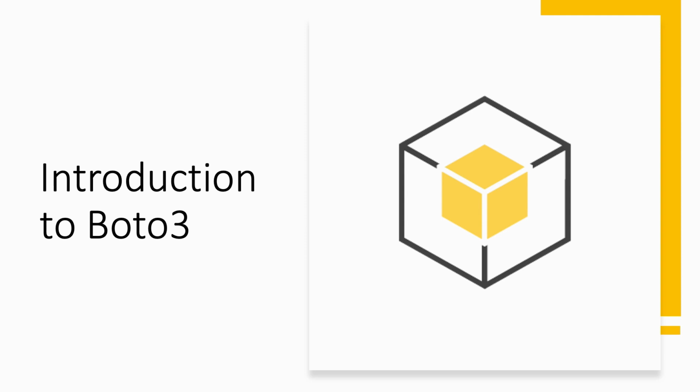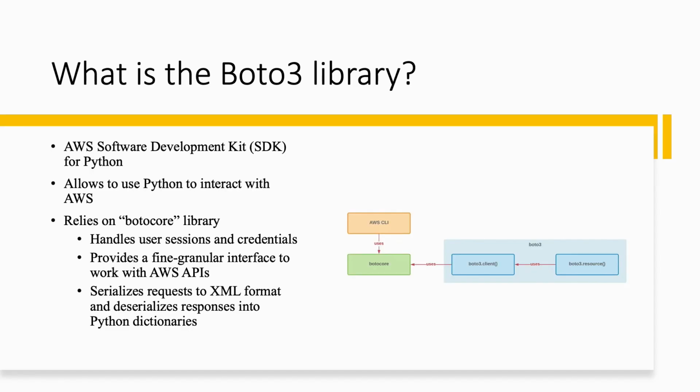So let's get started. The Boto3 library is the AWS Software Development Kit, or SDK, for Python, that allows us to create, configure, and manage AWS services using their APIs from our Python code. The Boto3 library allows us to interact with AWS APIs in an object-oriented way, in which case we are using Boto3 resources, or a low-level way, in which case we are using Boto3 clients.